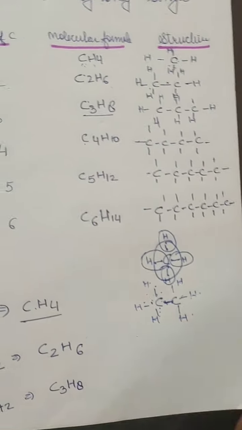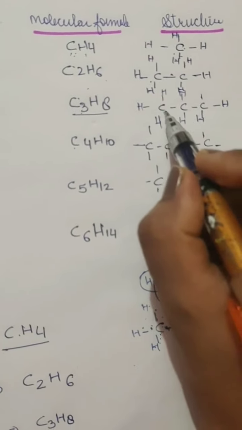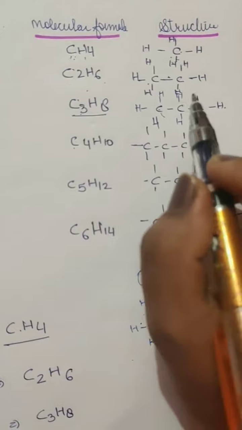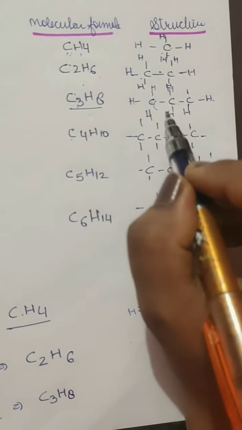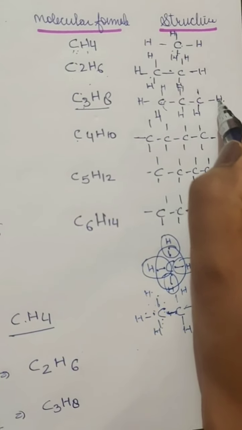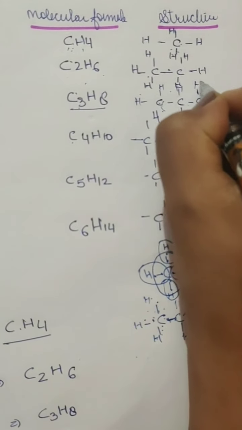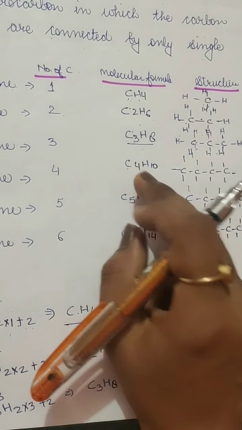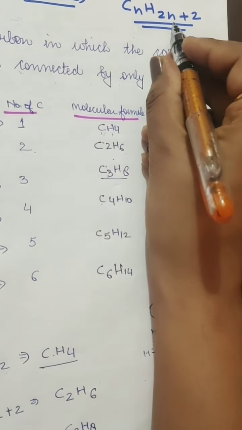Then when carbon is 3, as I have explained here, it will use 8 hydrogens. The carbons share their electrons with each other and the remaining are shared with hydrogen. So when C is 3, H will be 8. When C is 4, H will be 10. When C is 5, H will be 12, because of the formula CnH2n+2.